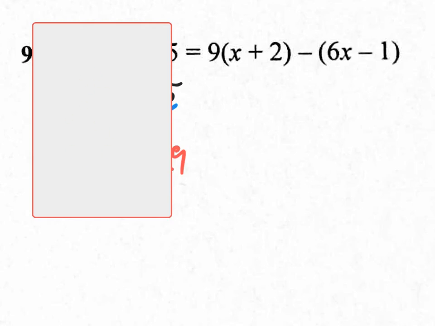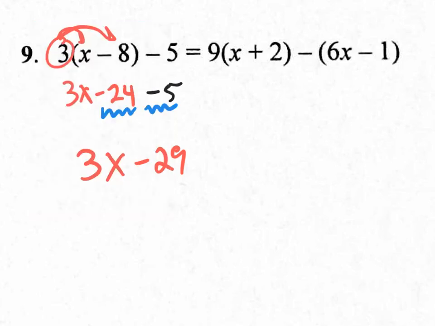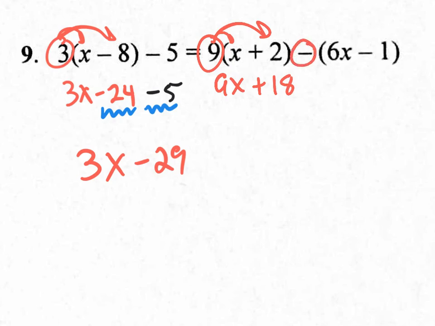Now, I don't really care about seeing my work there. Some of you might. I'm just going to show it. So on the right side, we're going to distribute as well. 9 times x is 9x. 9 times 2 is 18. And then we have this minus sign that we need to distribute as well. Minus 6x, that'll be a minus 6x. Put a minus in front of that minus 1. It'll be a minus minus 1, which really becomes plus 1.